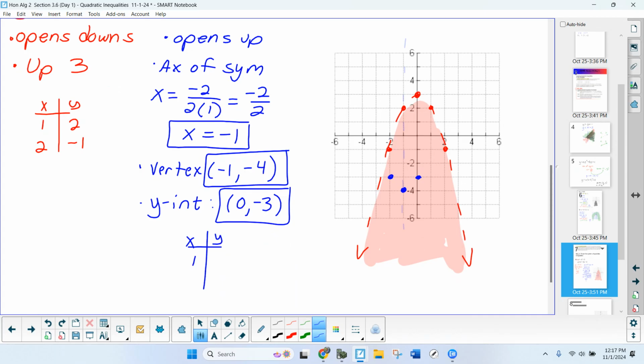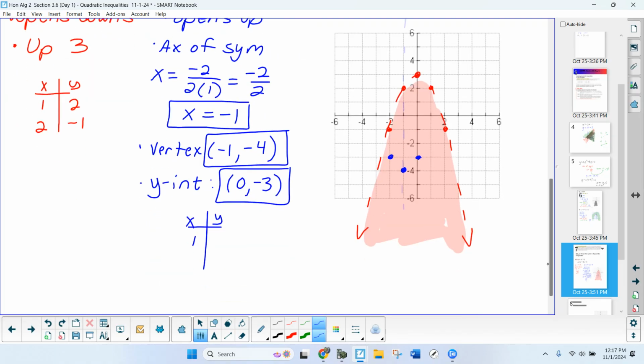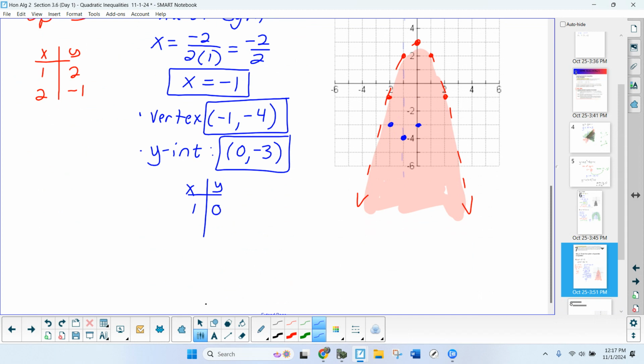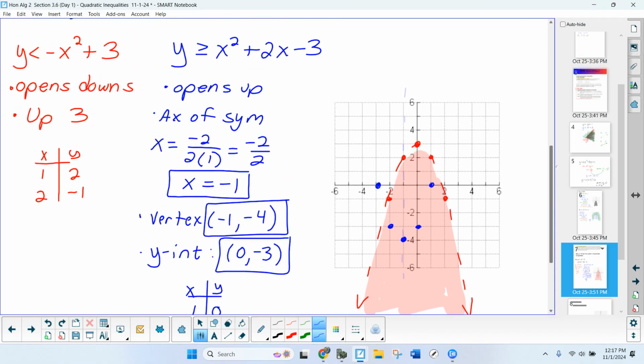Okay. So when you plug in 1, that becomes 1 plus 2 minus 3. What'd you guys get? 0. Okay. So over 1, up 0, reflect it. Is this one dashed or solid? Solid.